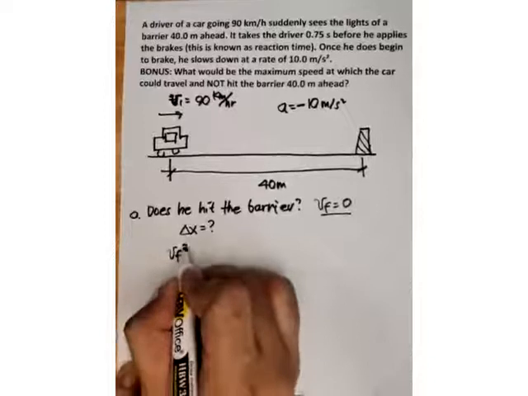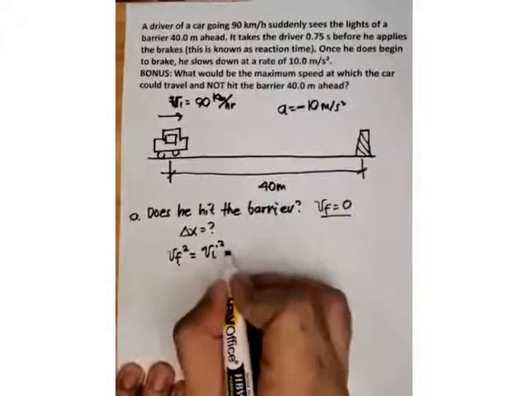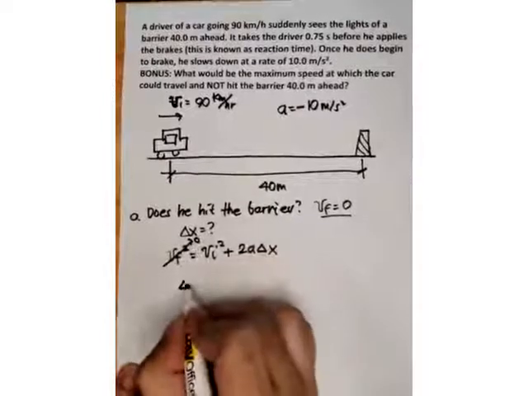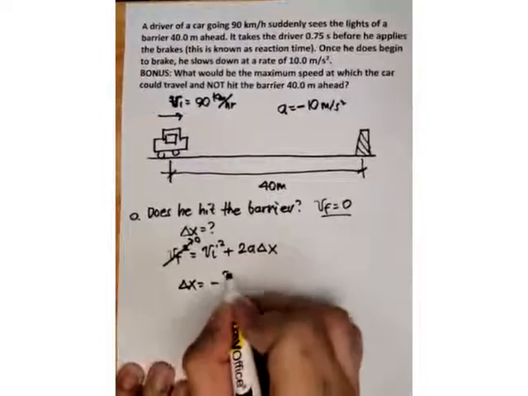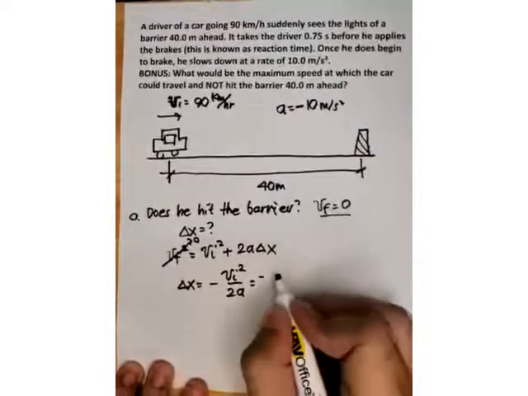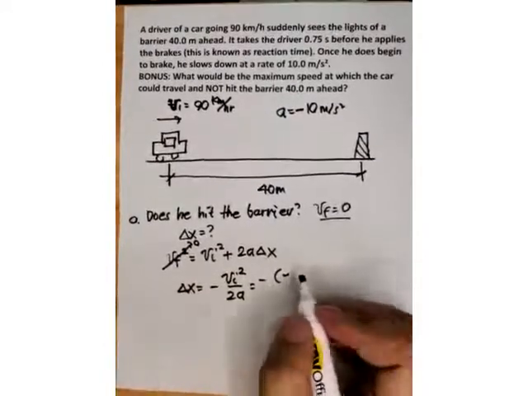Yung V final squared is V initial squared plus 2A delta X. But V final is 0. So delta X is equal to negative V initial squared over 2A. So that's equal to negative. Wait, may problema tayo.